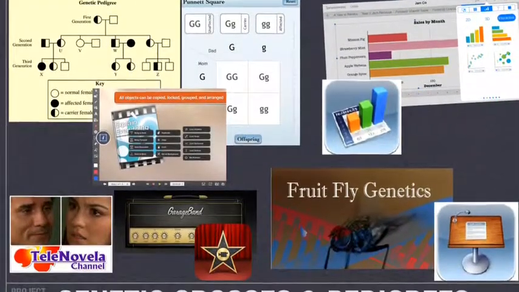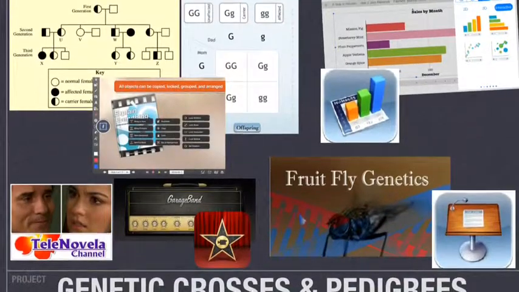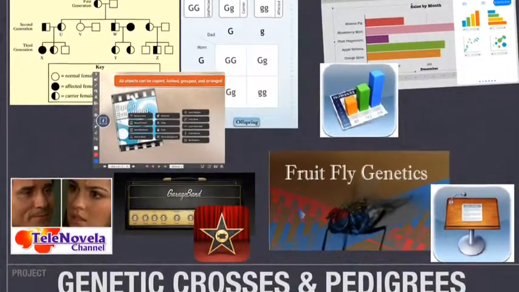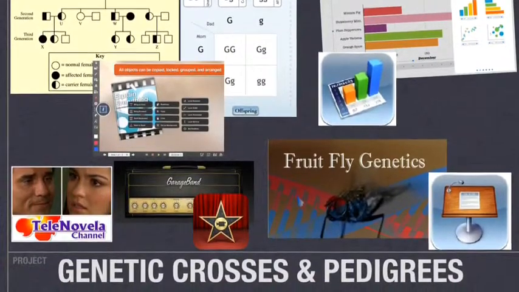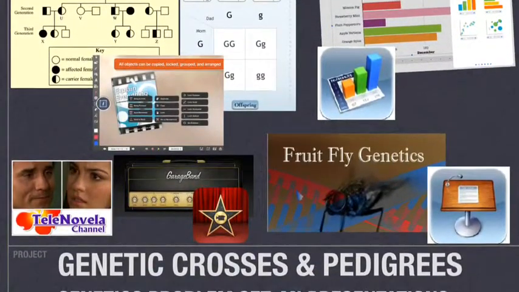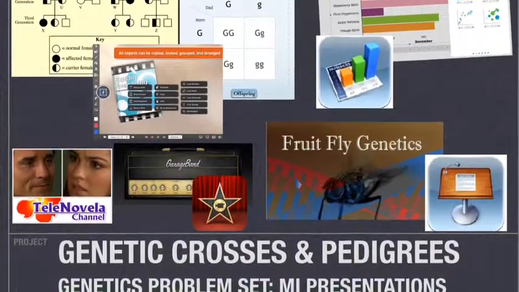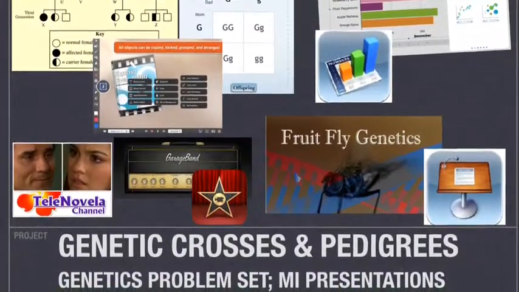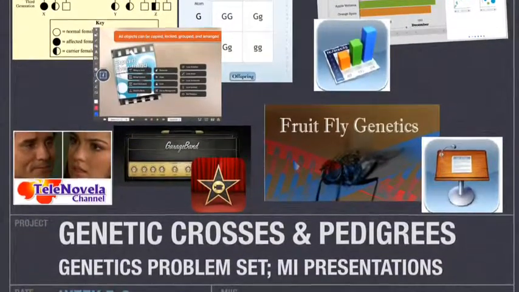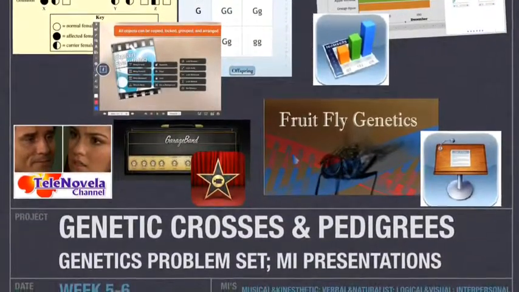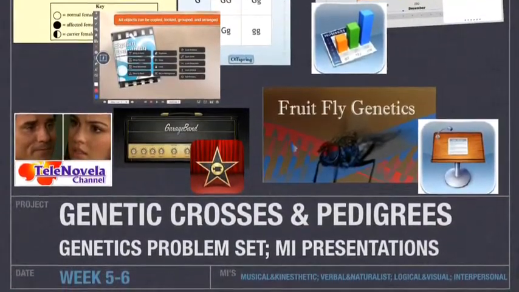During weeks 5 and 6, students will learn how to predict and solve genetic crosses using a step-by-step model. Students will then form collaborative multiple intelligence groups to create a presentation to teach their problem-solving method to the class. Presentations include a screencast made using Explain Everything, statistical analysis and charts using Numbers app, fruit fly genetics report using Keynote, and a telenovela explaining the use of blood typing in an infidelity case using iMovie and GarageBand.